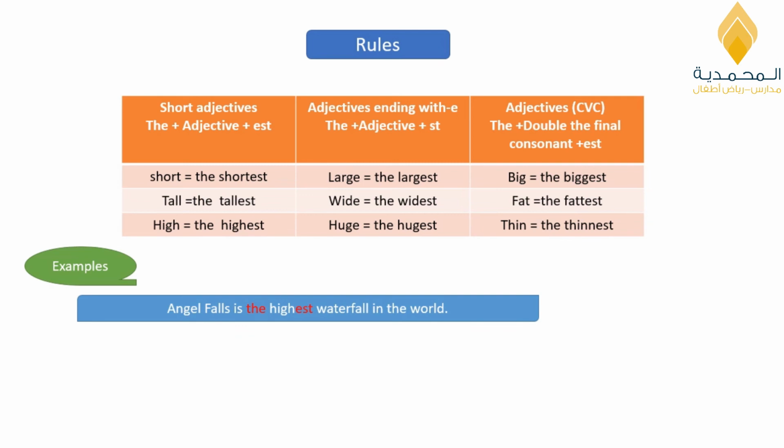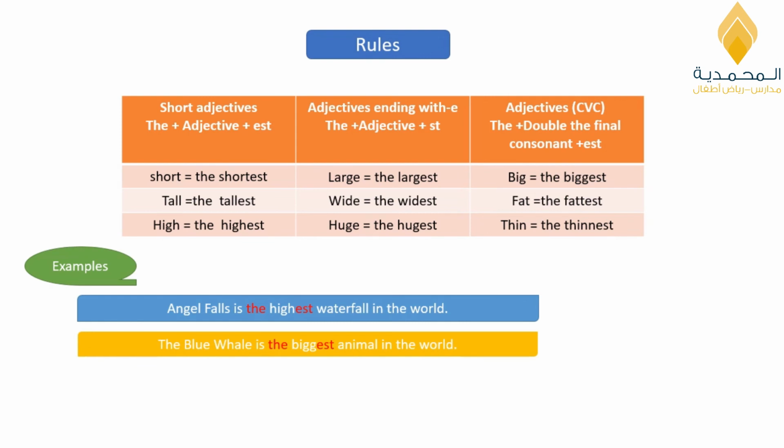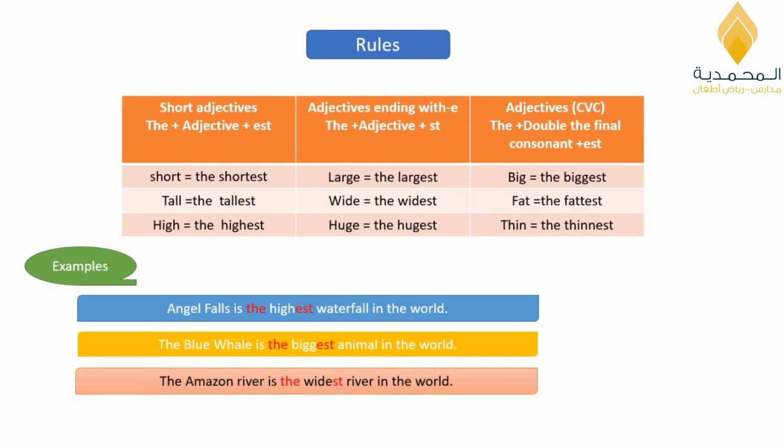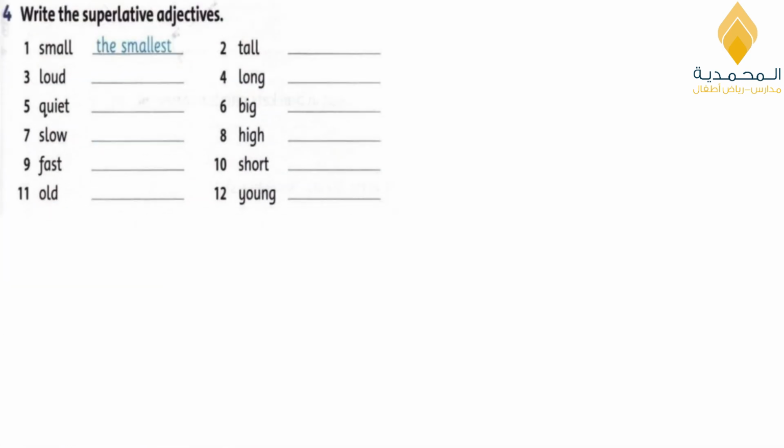Angel Falls is the highest waterfall in the world. The blue whale is the biggest animal in the world. The Amazon River is the widest river in the world. Let's answer here some exercises in our grammar book, page 47.